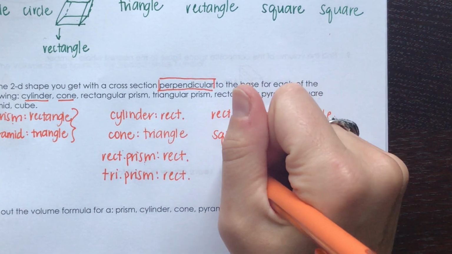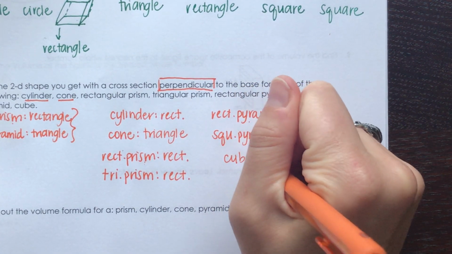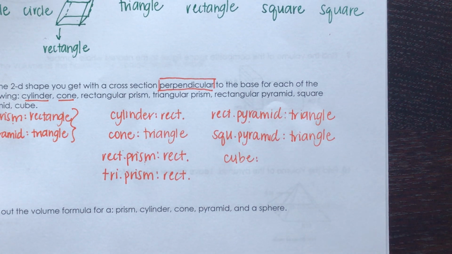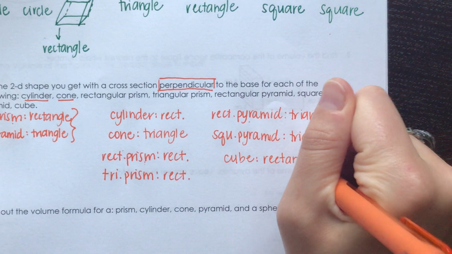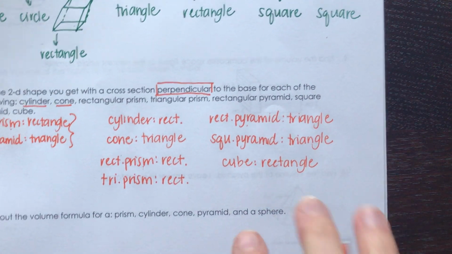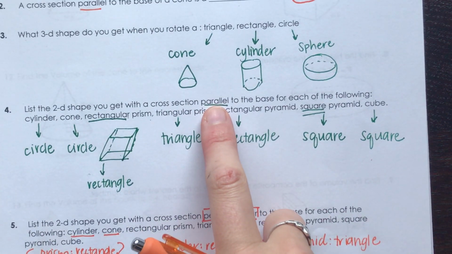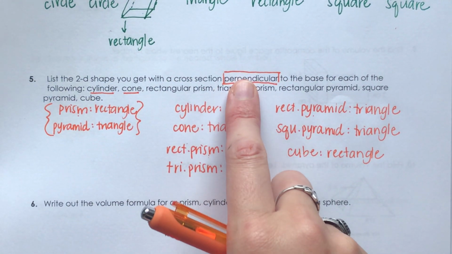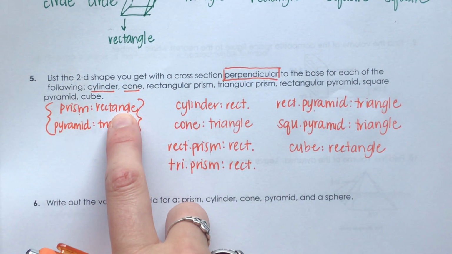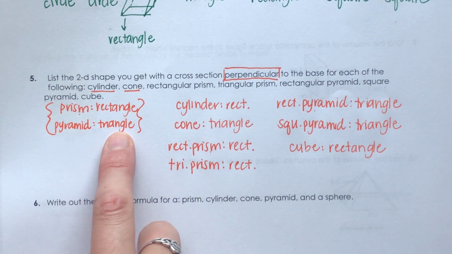Okay, last one is if it's a cube, and a cube is like a prism, so it's going to give me a rectangle. Okay, so if you are cutting something parallel to the base, it's always the same shape as the base. If you're cutting it perpendicular, if it's a prism, it will be a rectangle. If it's a pyramid, it will be a triangle.